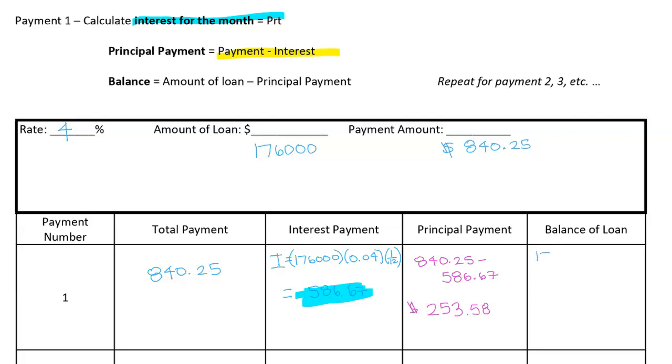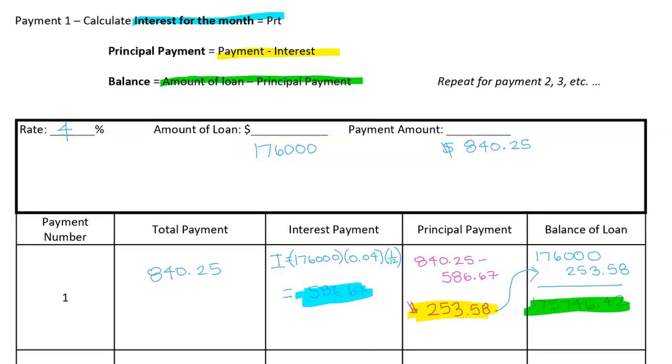Now, this is the amount that we subtract from the principal loan amount that we owe. We owe $176,000. Then I'm going to subtract off $253.58. And now, after 1 month, I owe $175,746.42. Let me just highlight. To get this value, I did the amount of the loan minus the principal payment.